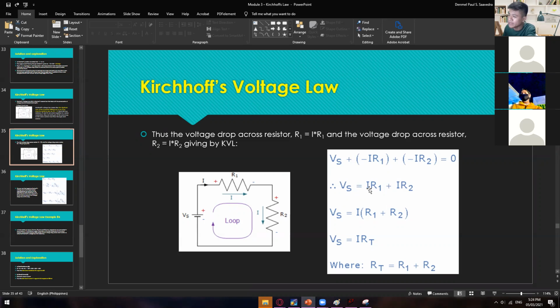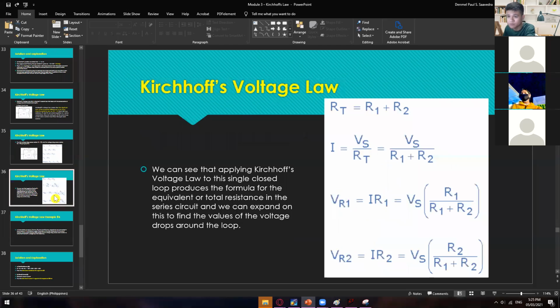We only put I here since this is a series format, wherein all of the current flowing in this circuit is the same. That's why it's only I. And then from here, your R1 plus R2 is equal to R total, so you can simplify it to R total only. So Vs is equal to I total times R total, wherein of course R total is equal to R sub 1 plus R sub 2.